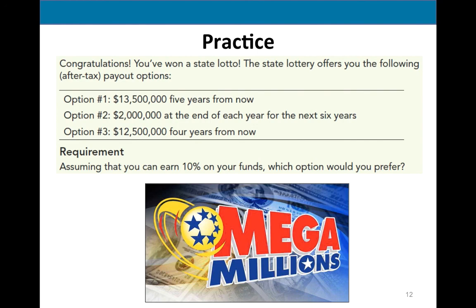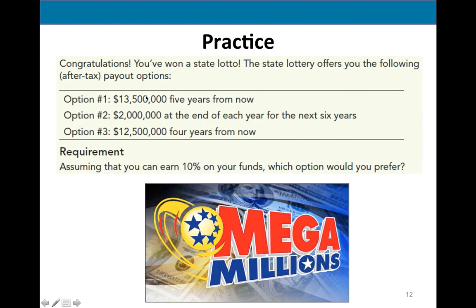And the last typical example is, congratulations, you have won a state lottery. The state lottery offers you the following after-tax payout options. You will get 13.5 million 5 years from now. Or you can get 2 million at the end of each year for the next 6 years. Or you can get 12.5 million 4 years from now. And the interest is 10%.